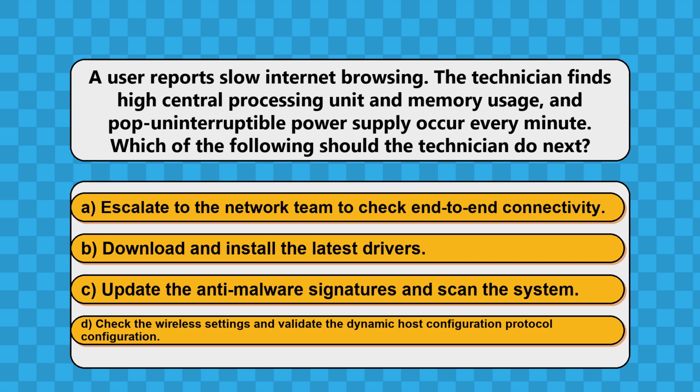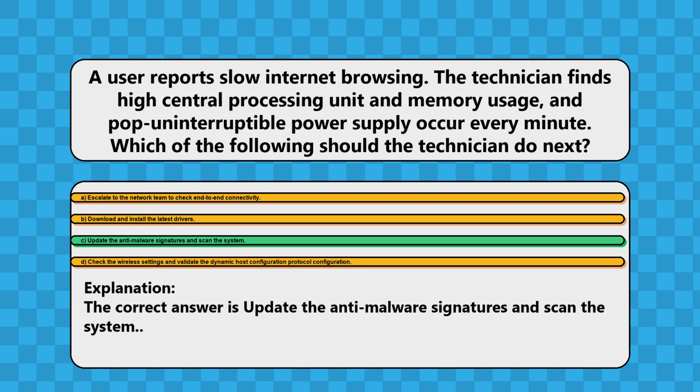Question 57. A user reports slow internet browsing. The technician finds high central processing unit and memory usage, and pop-ups occur every minute. Which of the following should the technician do next? Option A, escalate to the network team to check end-to-end connectivity. Option B, download and install the latest drivers. Option C, update the anti-malware signatures and scan the system. Option D, check the wireless settings and validate the dynamic host configuration protocol configuration. The correct answer is option C, update the anti-malware signatures and scan the system.